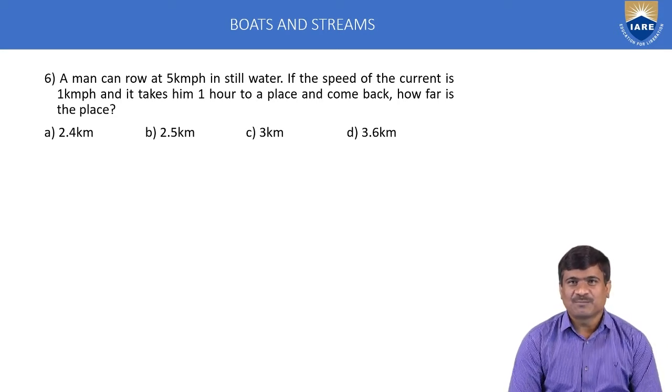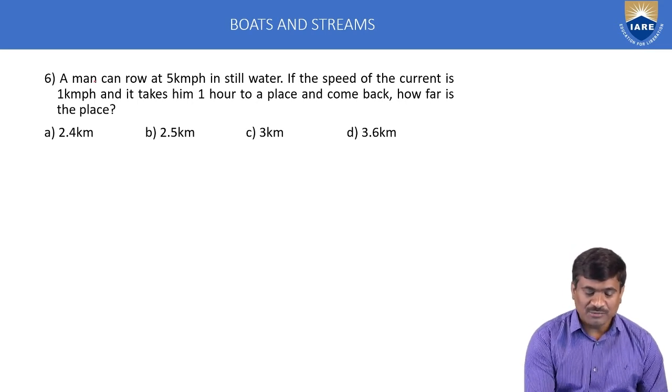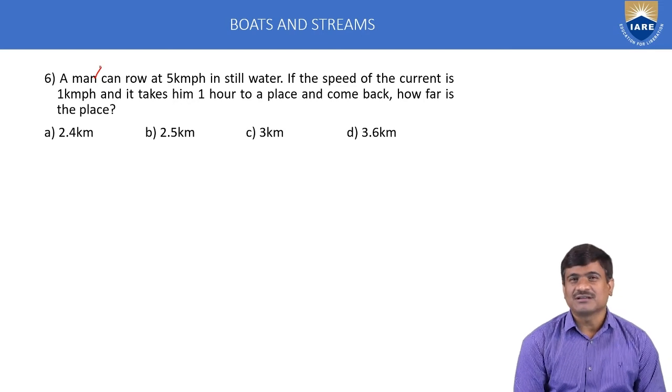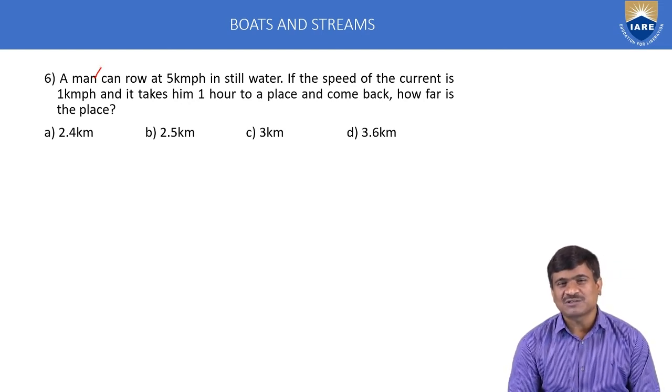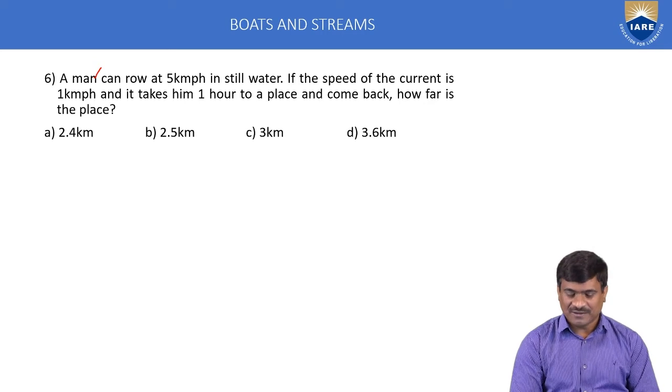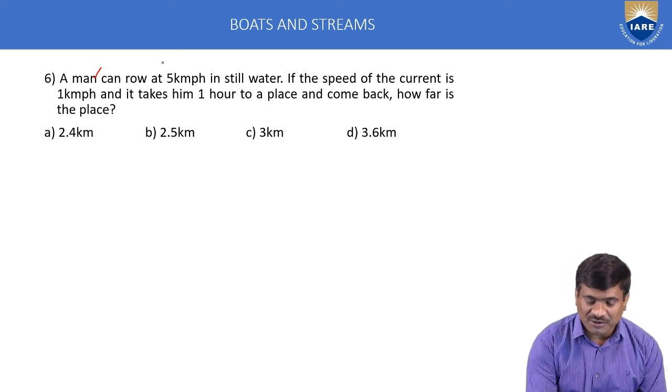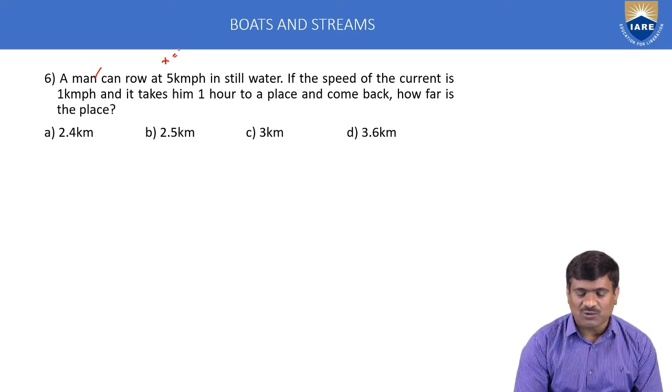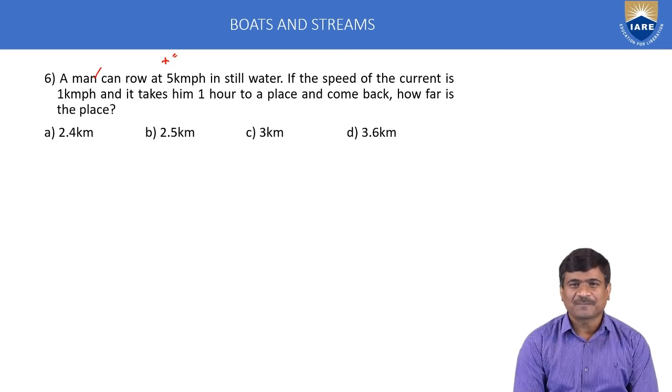The sixth example: a man can row at 5 km per hour in still water. Man means object, so consider it the speed of a boat. Speed of a boat and speed of an object both have the same meaning. Here the man's speed is nothing but the boat speed, that is 5 km per hour. x is equal to 5 km per hour.